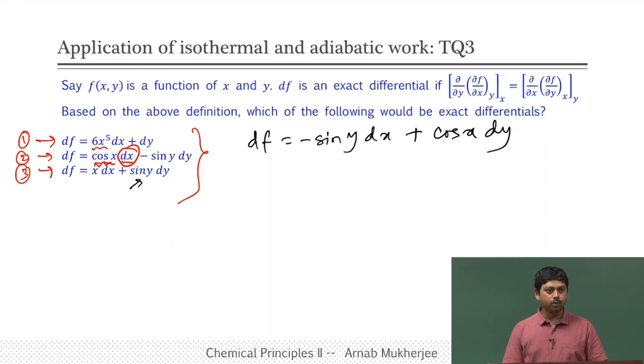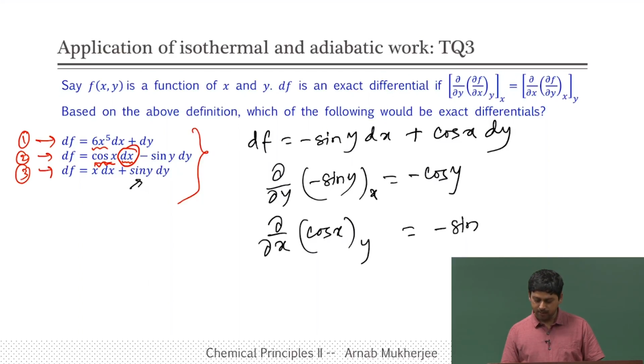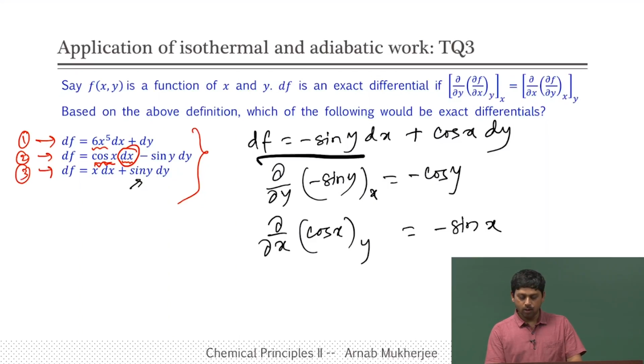So, I have to take a derivative with respect to y for the minus sin y. So, del y of minus sin y is minus cos y at a constant x, and del x of cos x at a constant y is minus sin x, and they are not equal. So, therefore, this is also not an exact differential, it is an inexact differential.